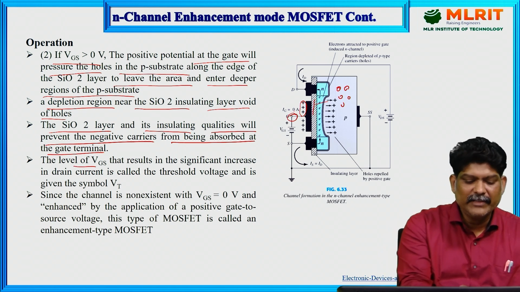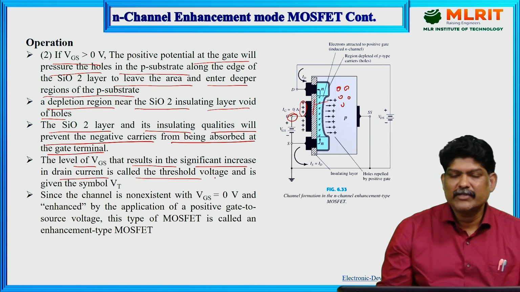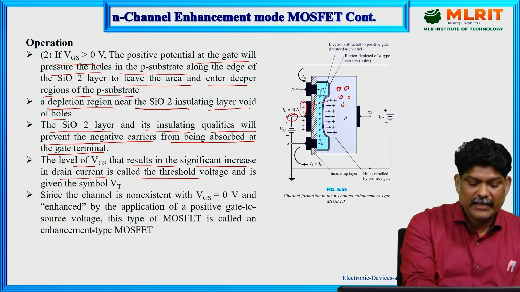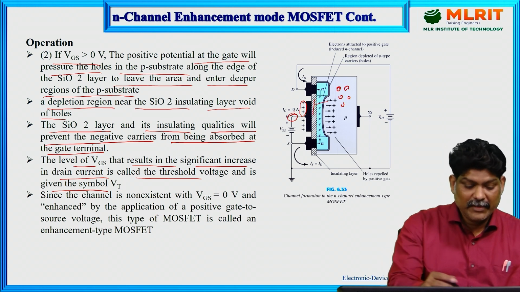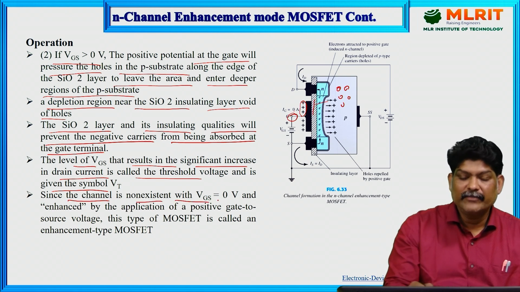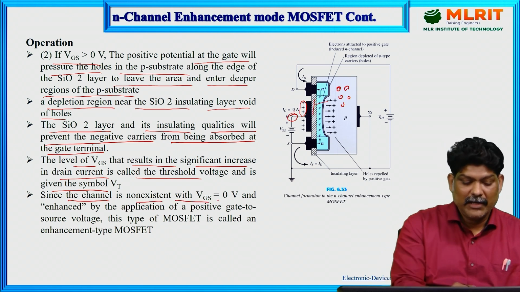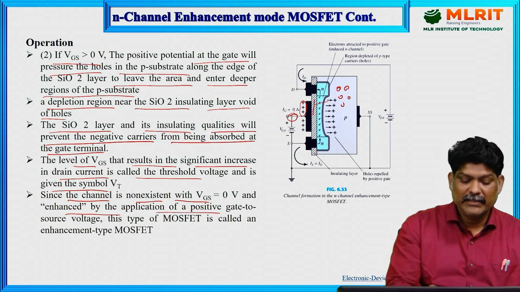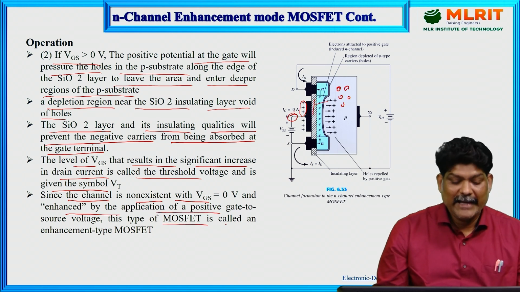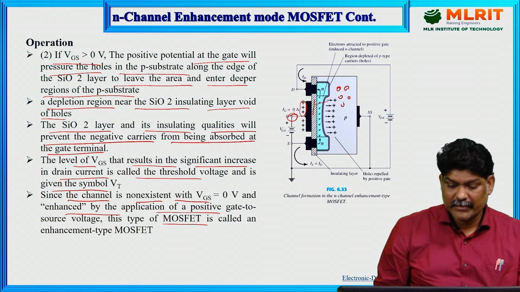The level of VGS that results in a significant increase in drain current is called the threshold voltage and is given the symbol Vt. So Vt is the threshold voltage. It is the voltage between gate and source. And since the channel is non-existent with VGS equal to 0 volts and enhanced by the application of positive gate to source voltage, this type of MOSFET is called an enhancement type MOSFET.